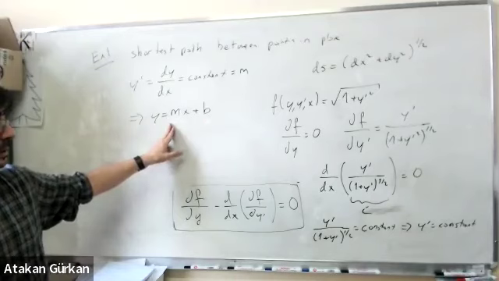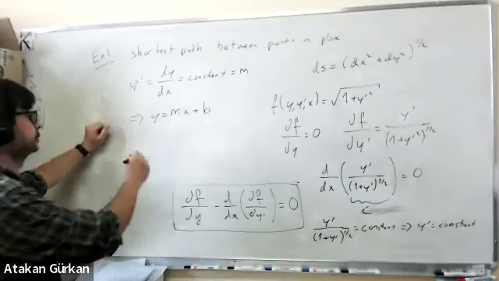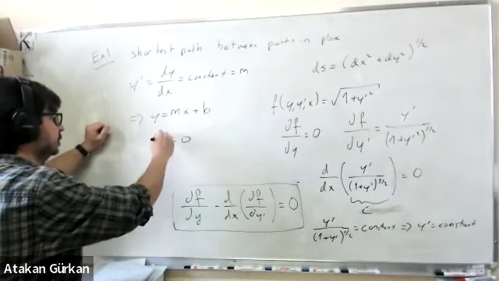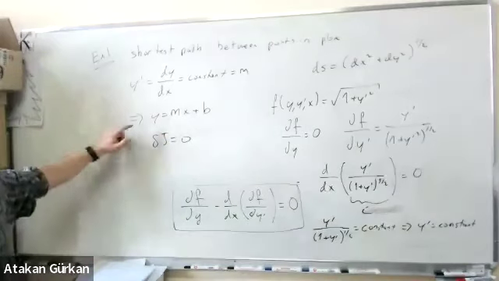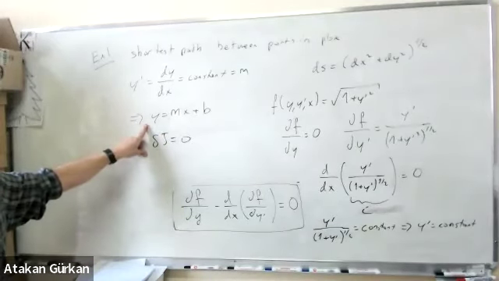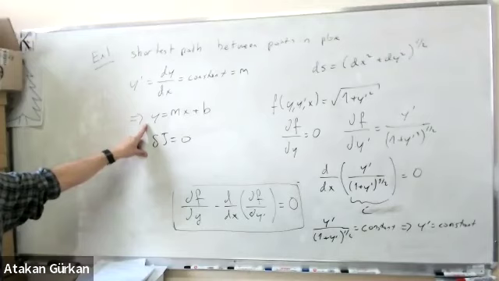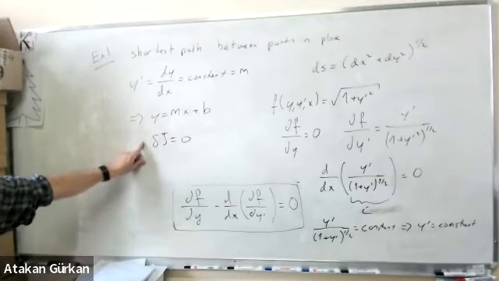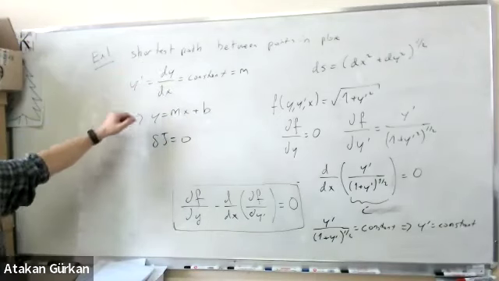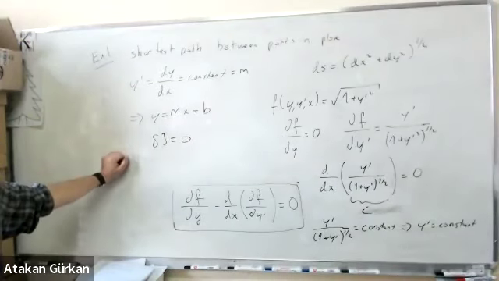So by setting this del J equal to 0, we find an extremum. In this case, it happens to be a minimum. In the plane, a straight line is the shortest distance. This doesn't guarantee that you will in fact find the shortest path, but in this case, we end up with the shortest path.